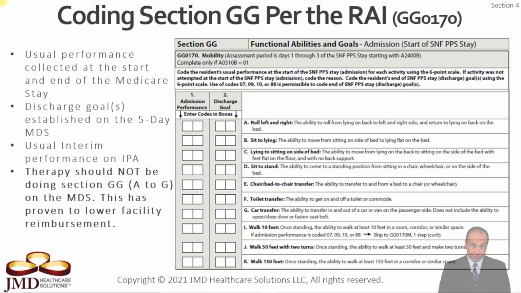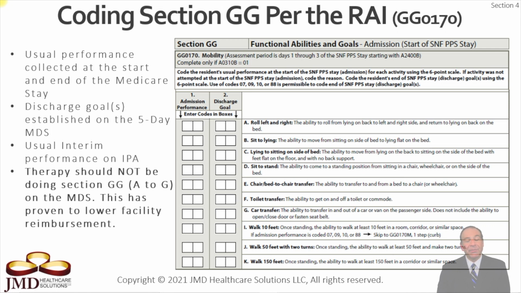Usual performance, collected at the start and the end of the Medicare stay, just like the other 130. Discharge goals established on the 5-day MDS, and this kind of applies to both. I just kind of broke it up a little bit. Usual interim performance on the IPA. We do want to change this. Therapy should not be doing GG, A through G on the MDS. This is proven to lower facility reimbursement.